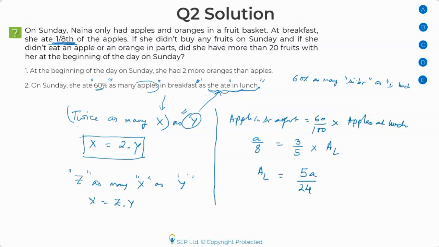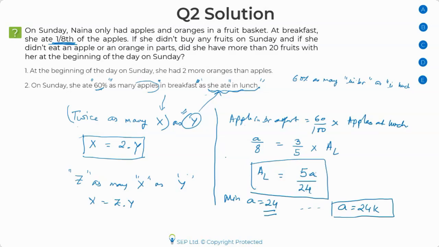So since she's eating everything whole, 5a/24 should be an integer. For 5a/24 to be an integer, the minimum value of a has to be 24. If we want to be more precise, a has to be a multiple of 24. If it is not a multiple of 24, I won't get this as an integer, and I want this as an integer. Now if the minimum value of a is 24, and I want to figure out whether a plus the oranges is greater than 20 or not, can't I answer this question now?